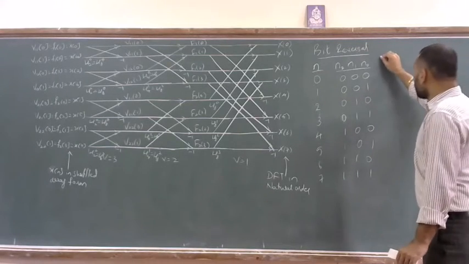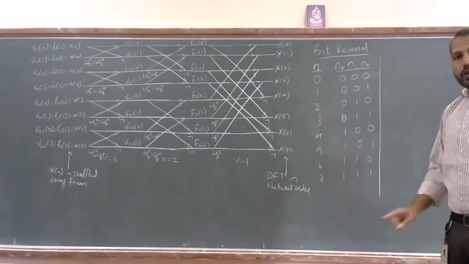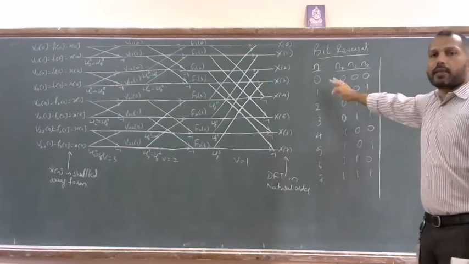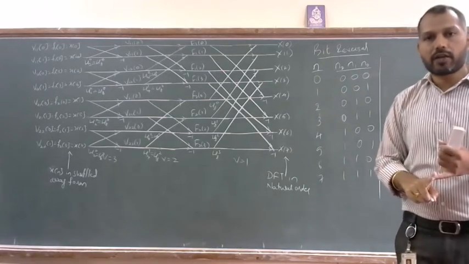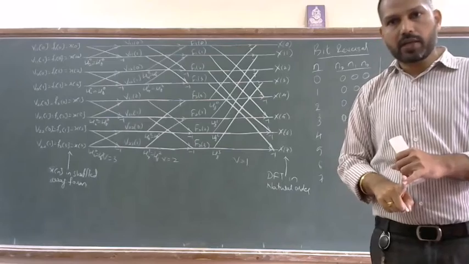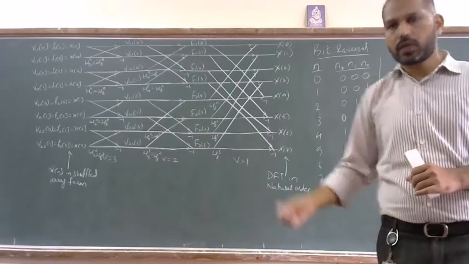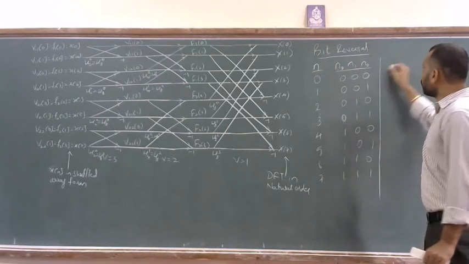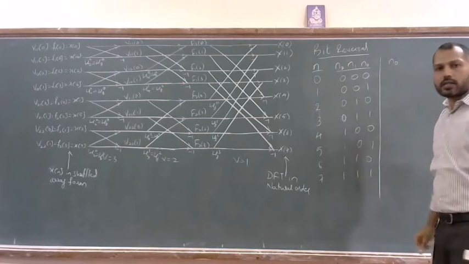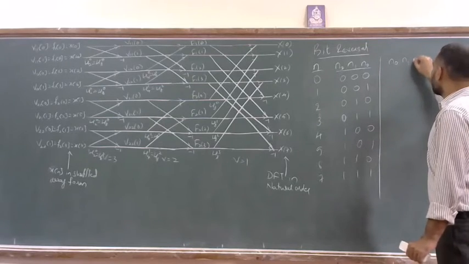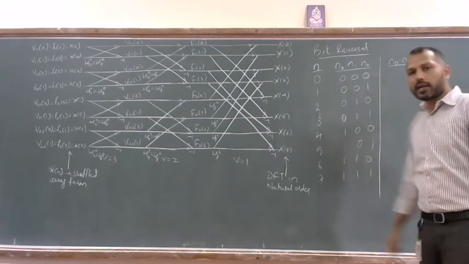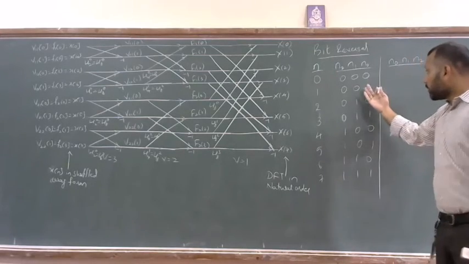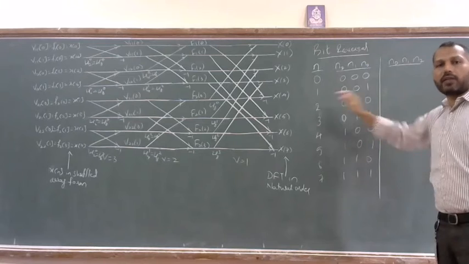In bit reversal, what we'll do is reverse this binary representation. In place of the most significant bit, we'll have the least significant bit. Here we have n2, n1, n0; after bit reversal we will have n0, n1 and n2. The most significant bit and least significant bit will be interchanged, or we'll write this 3-bit binary representation in the reverse order.